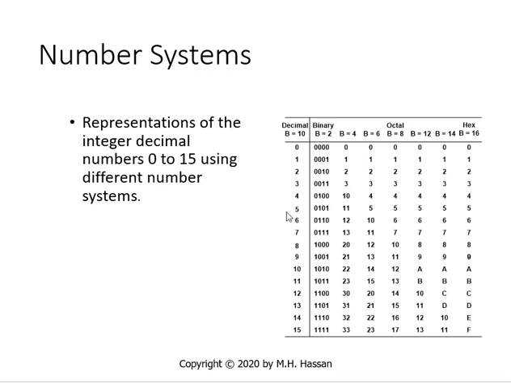Now, for base 4, we have 4 digits in this number system, which are 0, 1, 2, and 3. After 3, decimal 4 will be represented by 10, and so on. Because 10 in base 4 is 0 times 4 to the power 0, which is 0, plus 1 times 4 to the power 1, which is 4, and they add up based on the polynomial expansion of the power, so we add up to the value of 4.